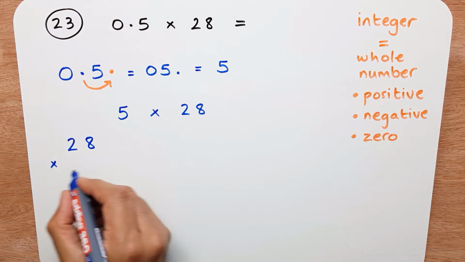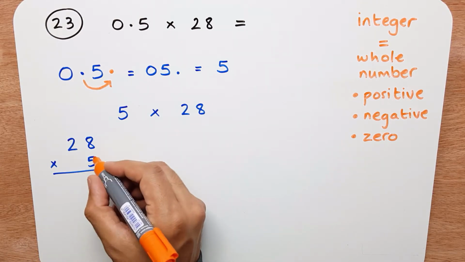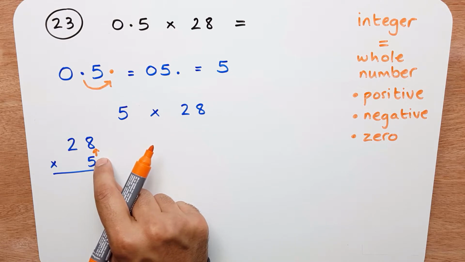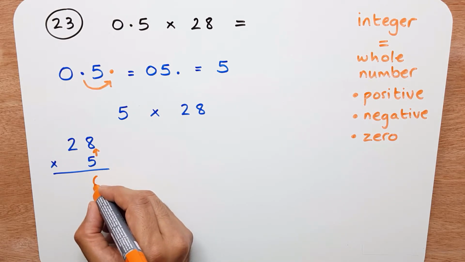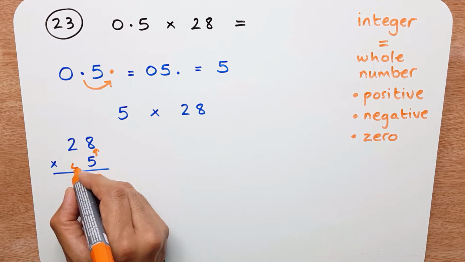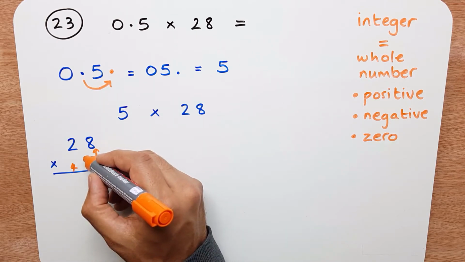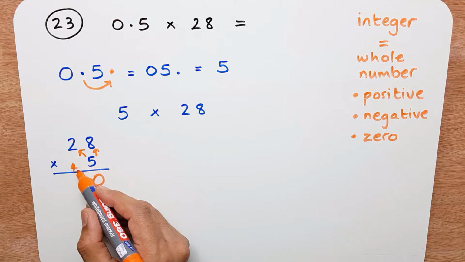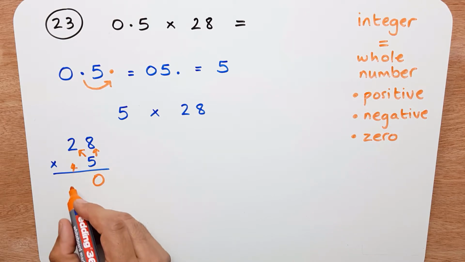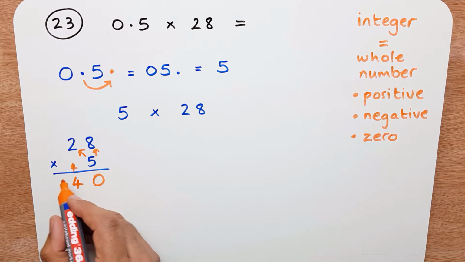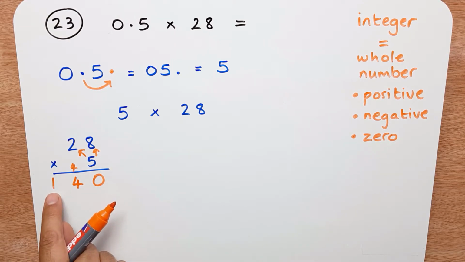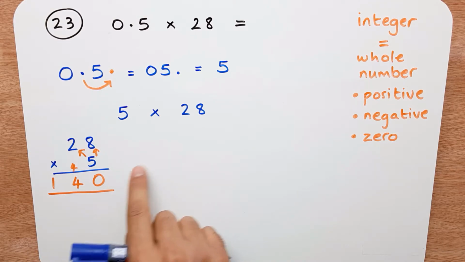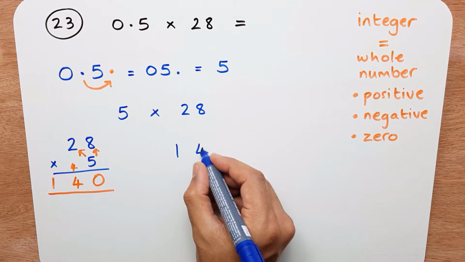28 times 5. So first of all we do 5 times 8. And if you know your 5 times table, 5 times 8 is 40. So we put the 0 down and we carry the 4 to the next column. Now it's 5 times 2. And 5 times 2 is 10. Plus this 4 that we've carried over makes it 14. So we put 4 in this column and we carry the 1 over to the next column. And we can write that straight down because we've finished. There's nothing else to do. So our answer is 140. Let's write that here, 140.